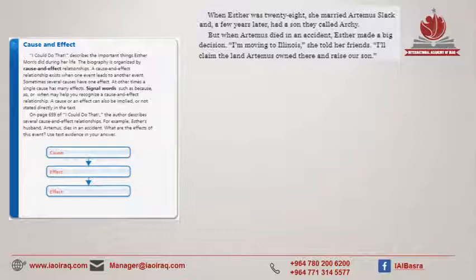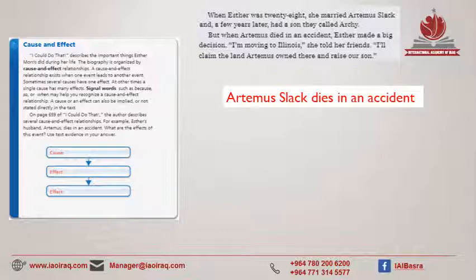When Esther was 28, she married Artemis Slack, and a few years later had a son they called Archie. But when Artemis died in an accident, Esther made a big decision. "I'm moving to Illinois," she told her friends. "I'll claim the land Artemis owned there and raise our son." So we can see that the cause was Artemis Slack dies in an accident. So this is the cause.